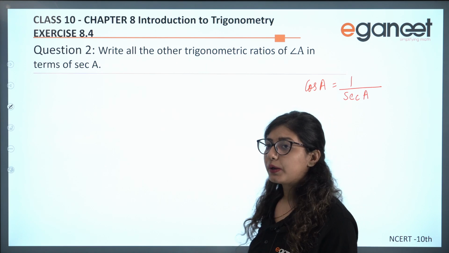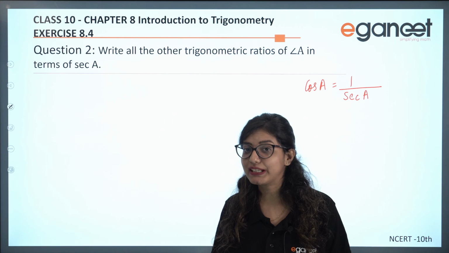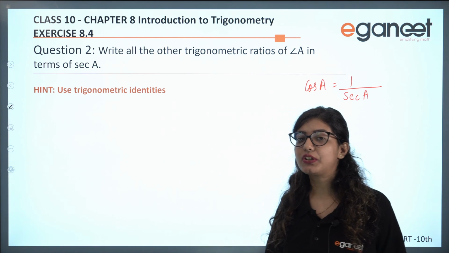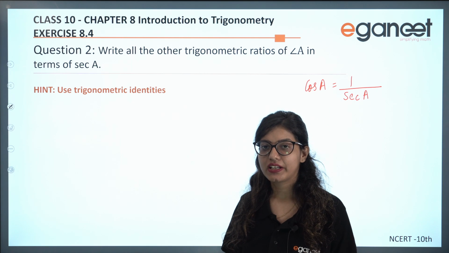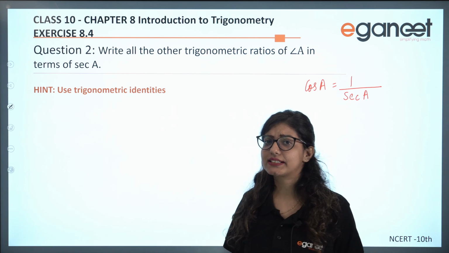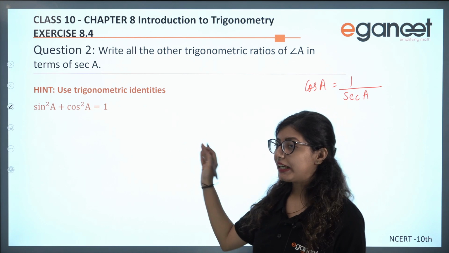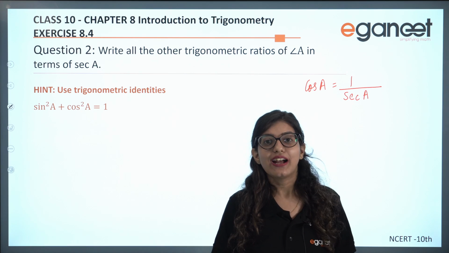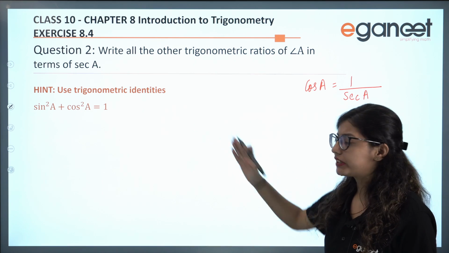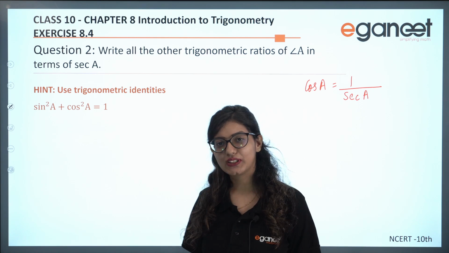So now, how can we find sin A in terms of secA? Yes, let me give you a hint so that you can solve on your own. You need to use the trigonometric identities. Do you remember any trigonometric identity which relates sin A and cos A? Yes, it is sin square A plus cos square A is equal to 1. So we know that cos A is reciprocal of sec A. So now it is very easy for you to find sin A in terms of sec A, right? Okay, so let's do that.